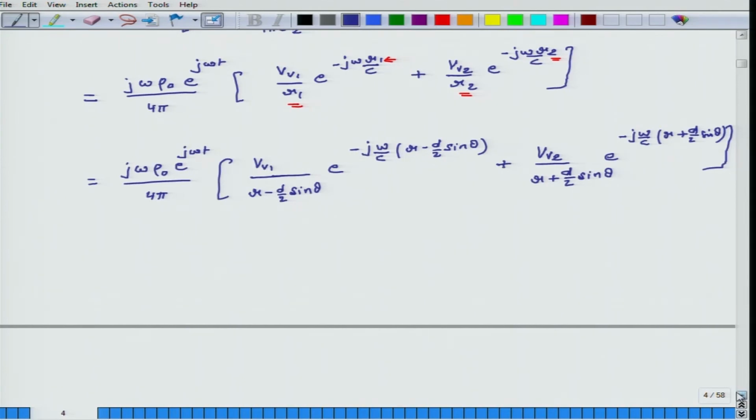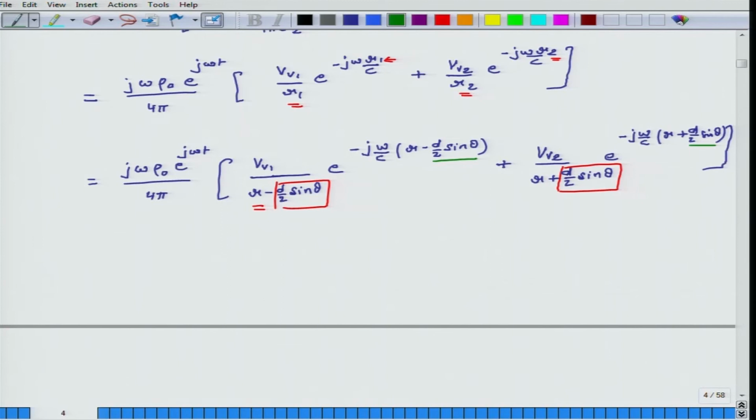Now, we are going to make this a little simpler. We know that R is very large compared to D over 2, and the maximum value of sin theta can be 1. So, compared to R, D over 2 times sin theta will always be very small. So, I can drop this term from the equation. Similarly, I can drop this term from the equation. Now, the question is, can I also drop this term and this term from the equation?